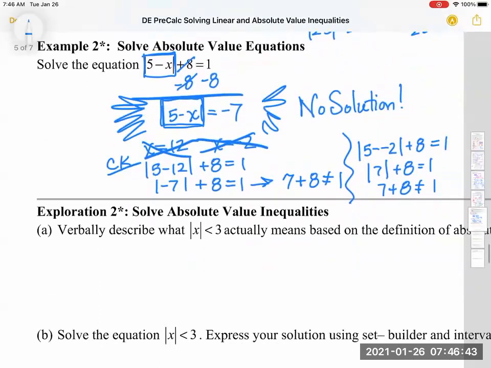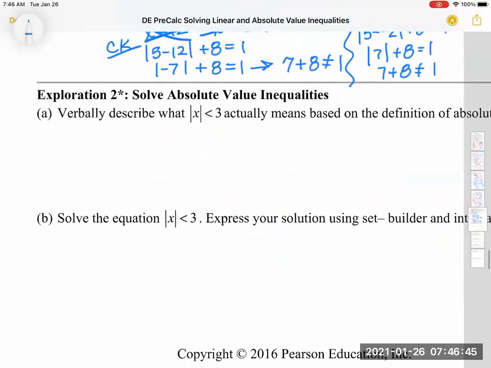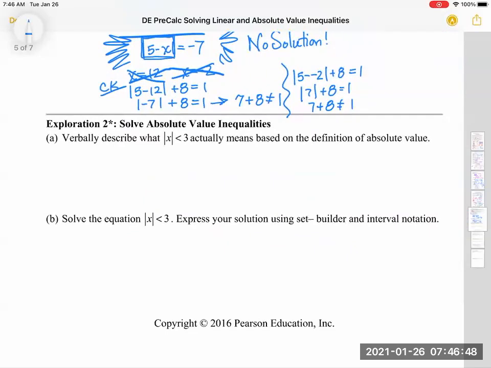Okay. All right. Let's fill this in. So solving absolute value inequalities. So I think it's really important that we talk about what these things actually represent. Like, why does the answer come out to be the way it does when you have the less than and the greater than sign? So part A says verbally describe what the absolute value of x is less than 3 really means, based on the definition.